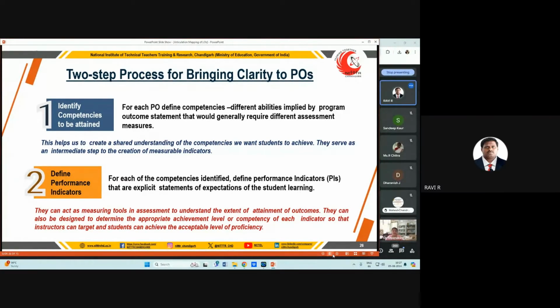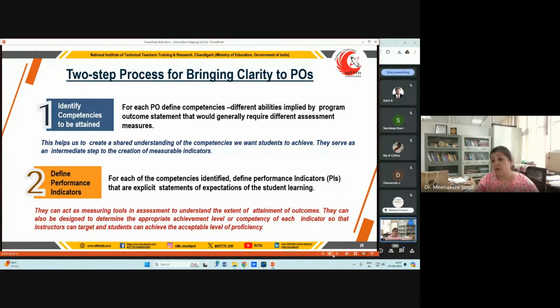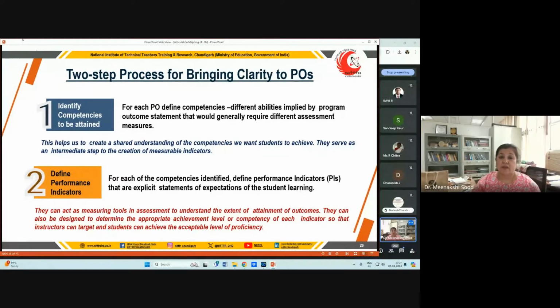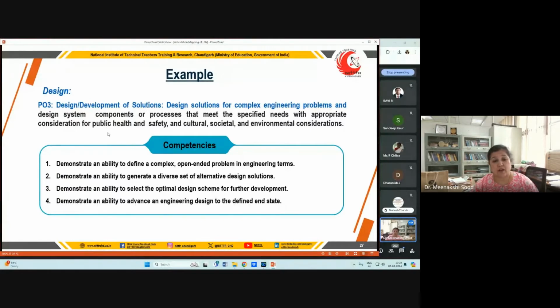Okay, yeah. I thought that we have a mixed group and all are not from a technical background, so I just wanted to give a brief idea. But if they are not from a non-technical background, it's okay. Just to bring clarity, to define POs we only talk about two things: identifying the competencies that are to be obtained, and to obtain that competency, what should be the performance indicators. Okay, then I won't go into the detail of this.